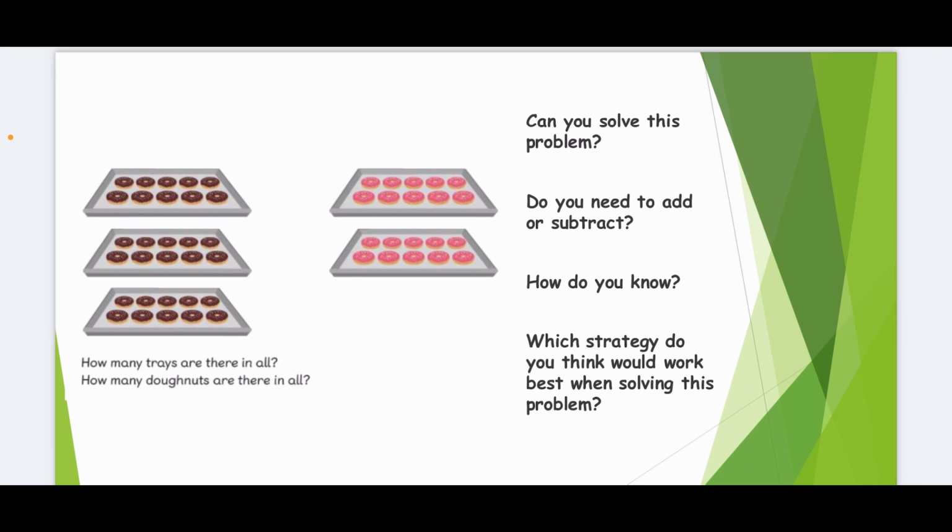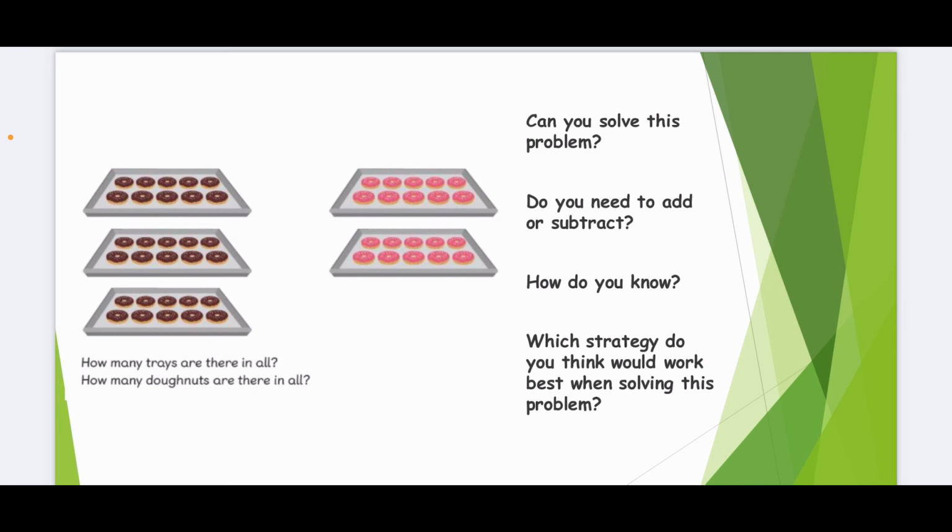I think we should count how many donuts there are on each tray. 1, 2, 3, 4, 5, 6, 7, 8, 9, 10. It looks like there are 10 donuts on each tray. So how do we work out how many donuts are there altogether? So there are 5 trays and 10 donuts on each tray. We need to be able to do 5 lots of 10, repeated addition. So we're going to do 10, add 10, add 10, add 10, add 10.